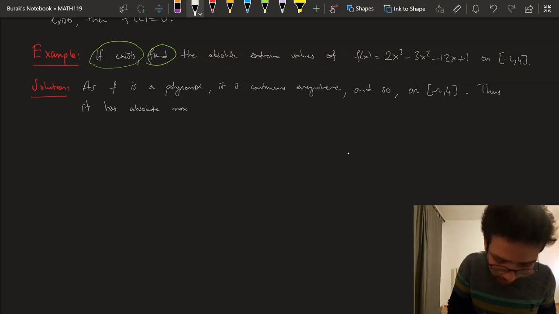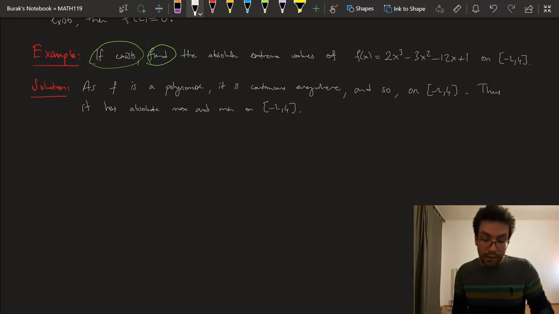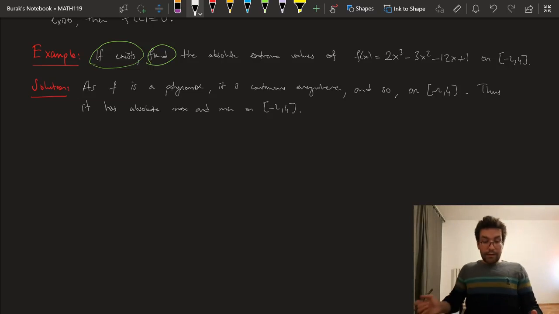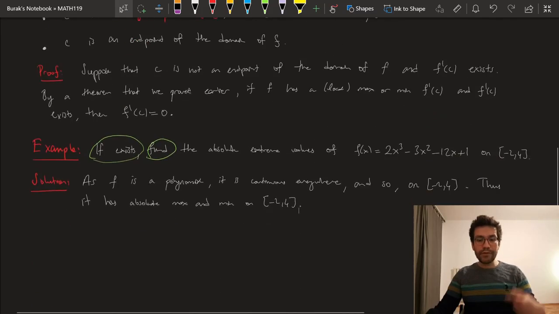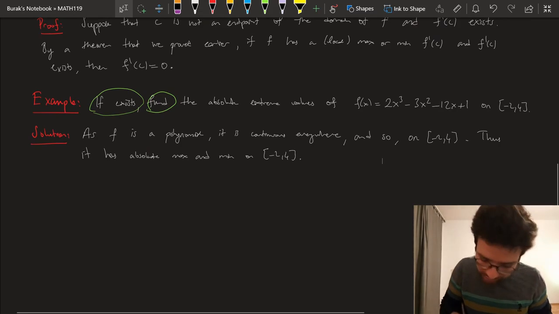Thus, it has an absolute maximum and minimum on the interval [-2, 4]. So I answered the first part of the question. This function does have an absolute maximum and an absolute minimum. At which points? This previous theorem tells me where to look. These are my candidate points: critical points, singular points, and endpoints. So I'm just going to check all these points.